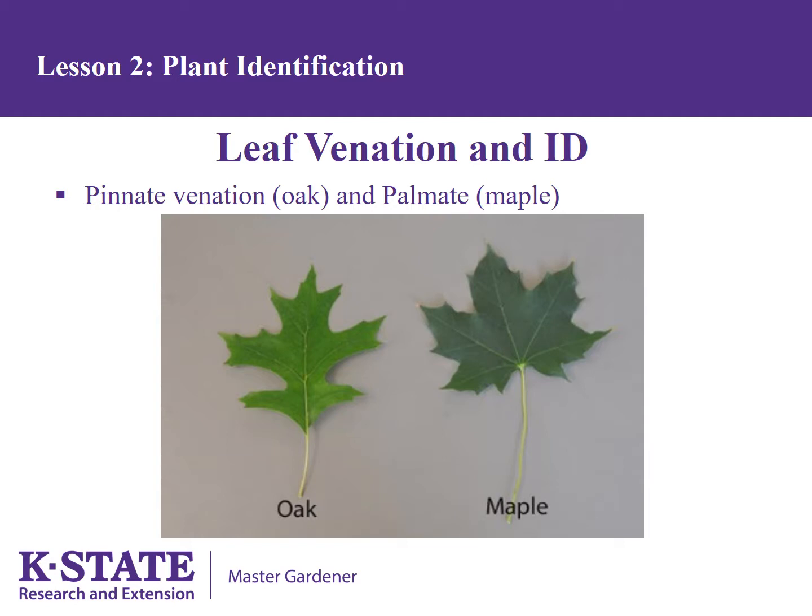Oaks have pinnate venation, and maples have palmate. Pinnate venation means the leaf has one central vein with smaller veins coming off of it. Palmate venation has major veins all arising at the base of the leaf. The central vein is not larger than all others.